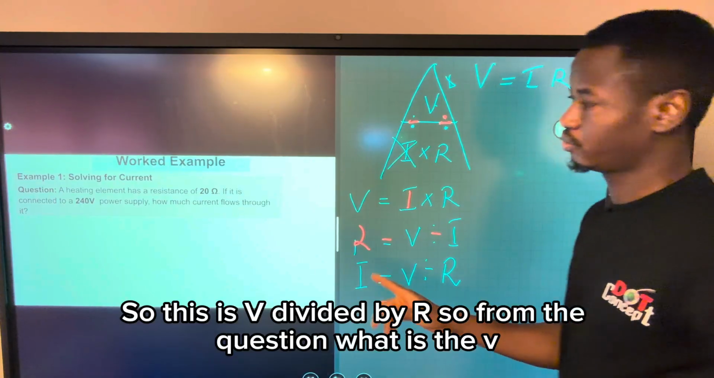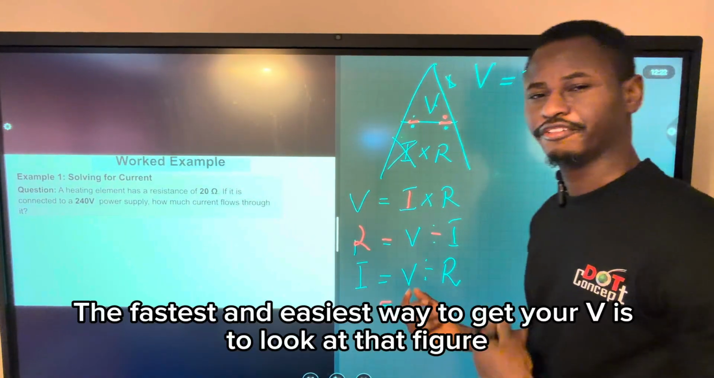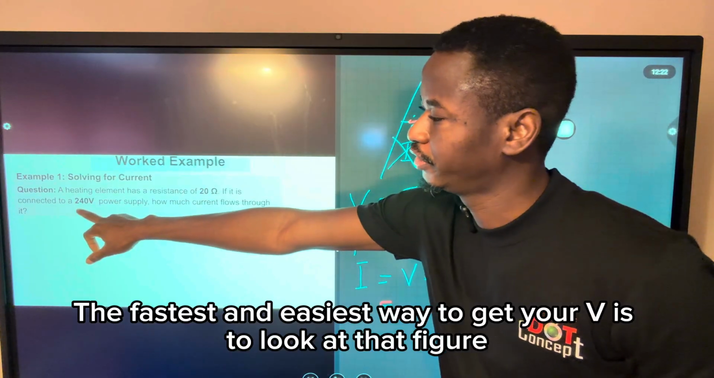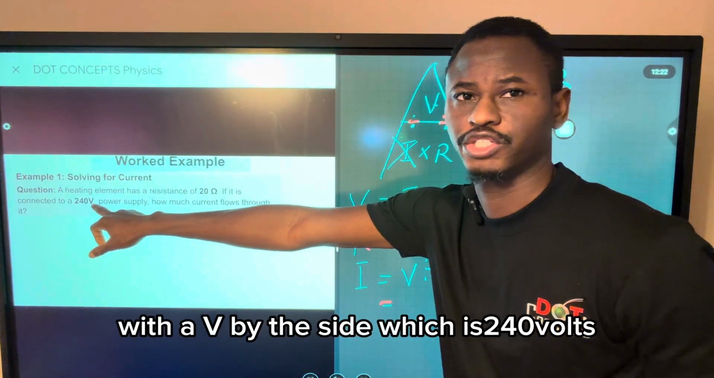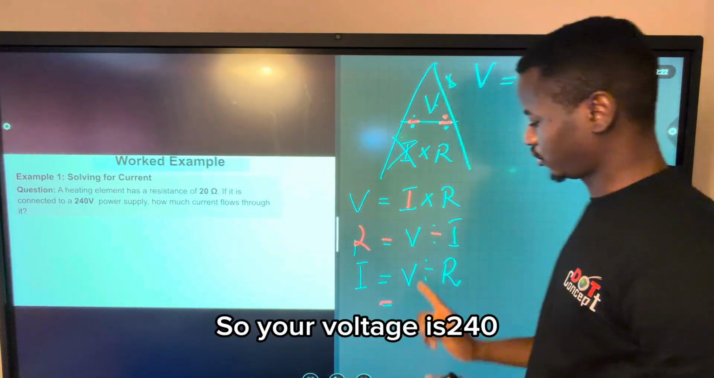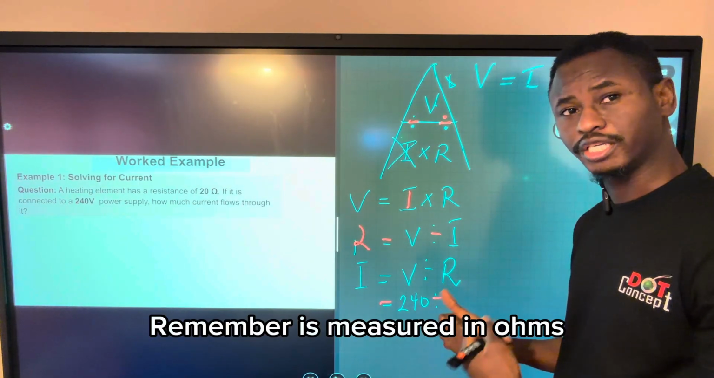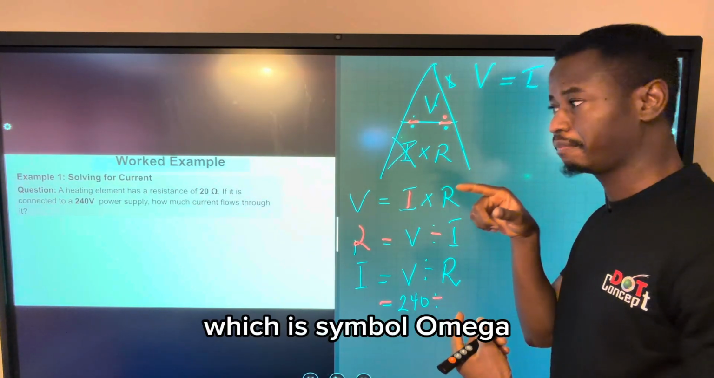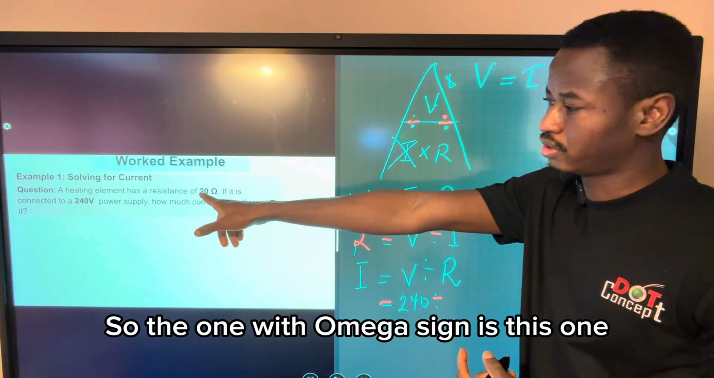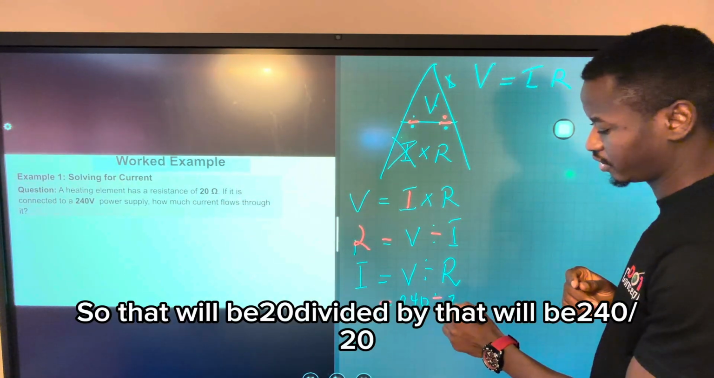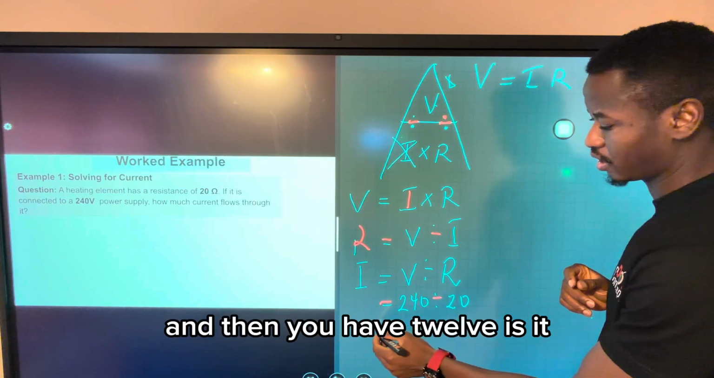From the question, what is the V? What is the R? The fastest and easiest way to get your V is to look at that figure with a V by the side, which is 240 volts. So your voltage is 240, and then your R, remember, is measured in ohms, which is symbol omega. The one with the omega sign is this one, which is 20. So that will be 240 divided by 20, and then you have 12.